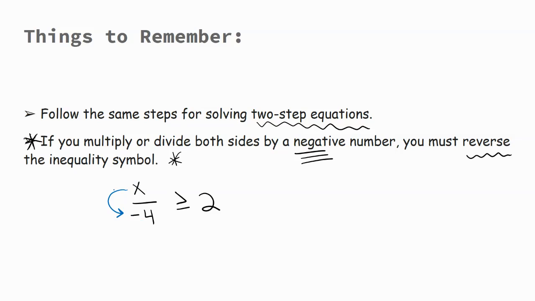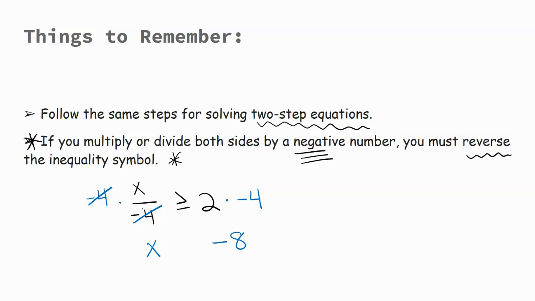Now, what that means is I need to undo the division. And to do that, I'm going to multiply both sides by negative 4, right? So when I multiply both sides by negative 4, the one on the left is going to cancel because I have one in the numerator and one in the denominator. And the one on the right, I'm going to multiply by 2 to get negative 8. So on the left, all I have left is x. And on the right, all I have left is negative 8.